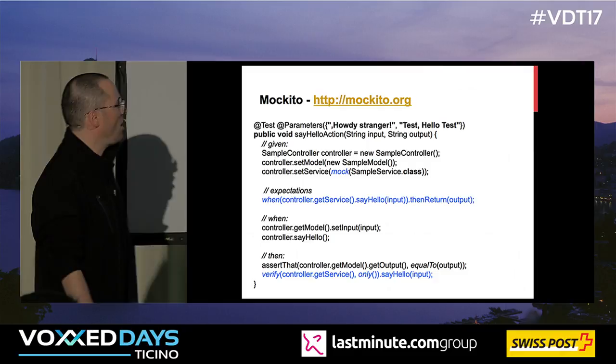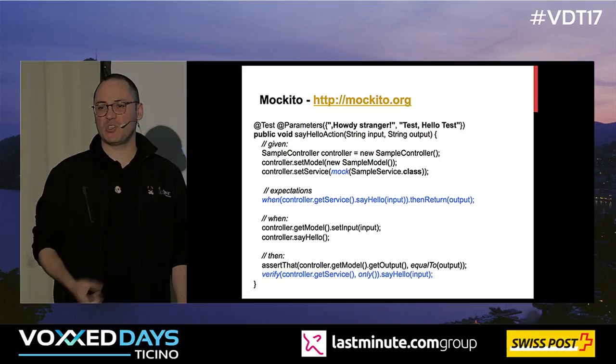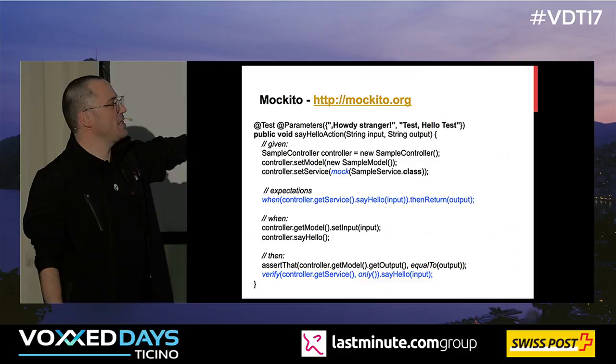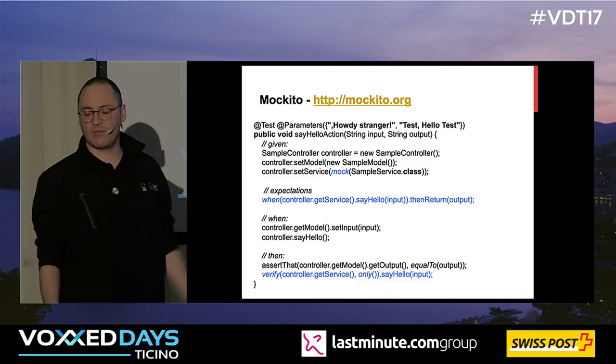Now, in this particular case, we're looking at some class under test called a controller that will make use of the service. The service is actually the class that we need to mock out. It's a collaborator that we need to fake. Now, Mockito works in this way. We create a mock of the particular type. We set it as a collaborator. Then we define our expectations, run the stimuli, and finally verify that the class under test did the right thing, but also that the expectations were fulfilled.